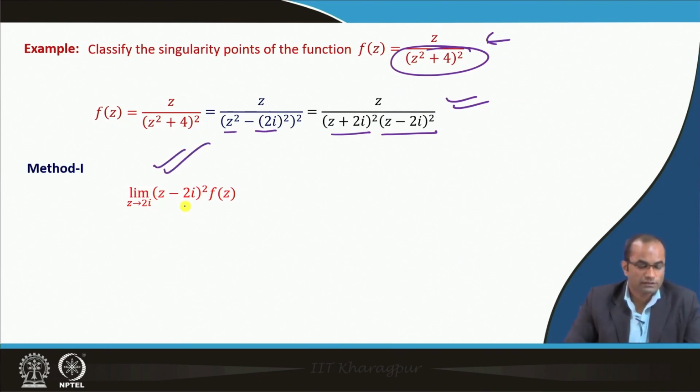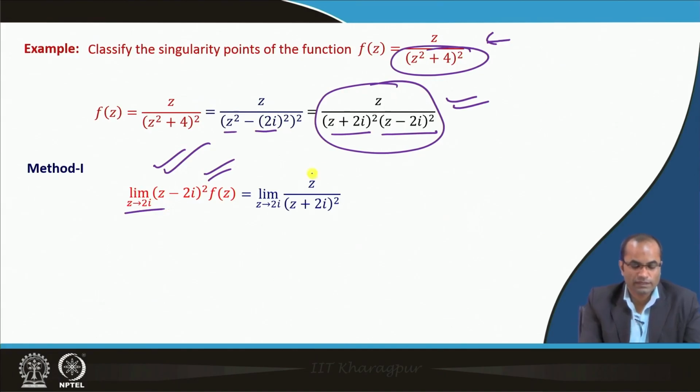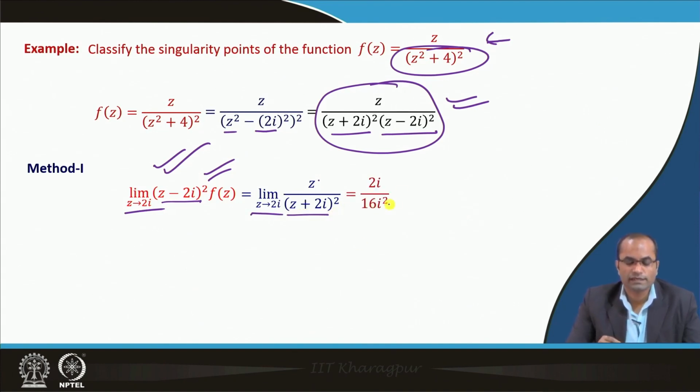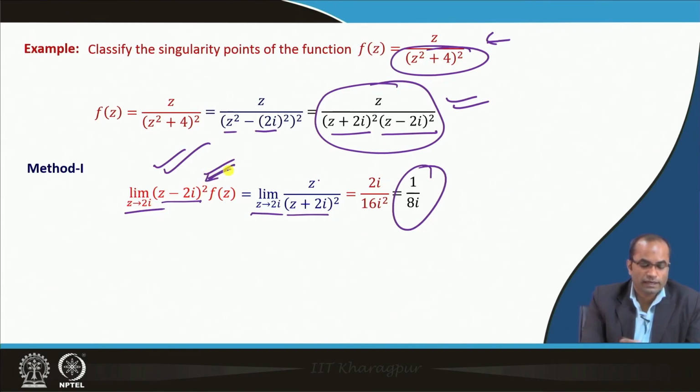So if we consider this limit with z minus 2i square, it is clear that if we take the square there and then take the limit z equal to 2i, we are expecting to get a finite term. The remaining portion, when this z minus 2i square gets cancelled, is z over z plus 2i whole square, as z approaches 2i. So it is 4i and then square, so 16i square, that means we are getting 1 over 8i. So it is a finite number. Here, with this 2, it works to get the finite number.